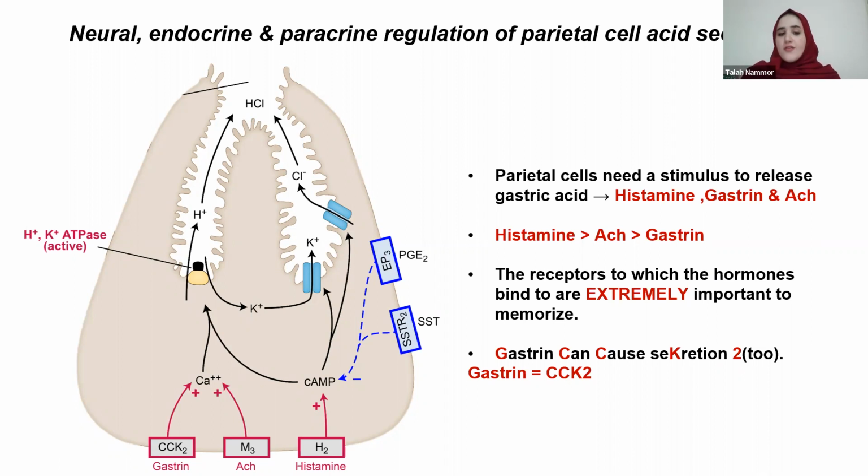Perfect. So guys, it's very important to know the name of the receptor, the name of the hormone, and what it causes an increase in. So histamine binds to H2, increases cAMP. cAMP will trigger the ATPase to work. It's going to push the hydrogen out, push the potassium in, and then it will work on the Cl channel, push the Cl out. So now we have H, we have Cl. They will meet to form HCl. Okay?